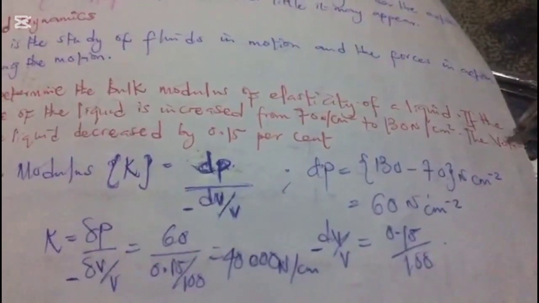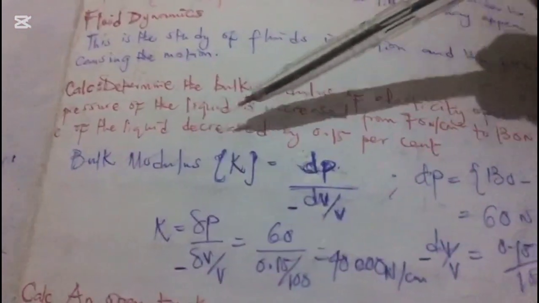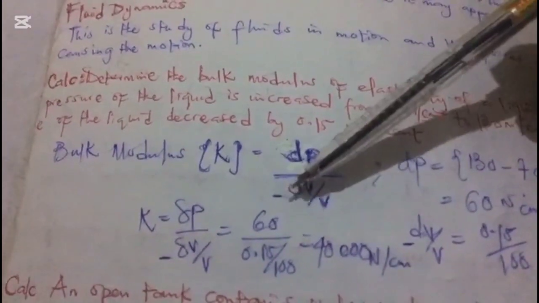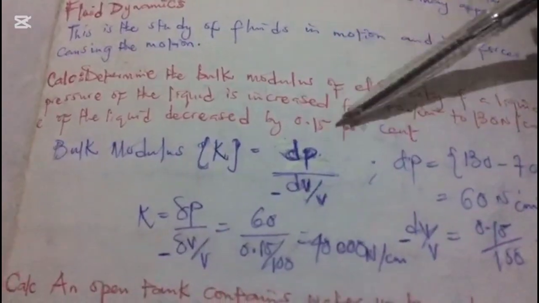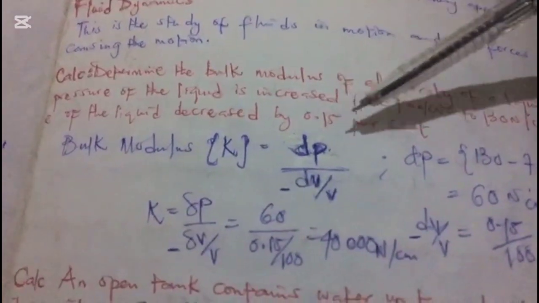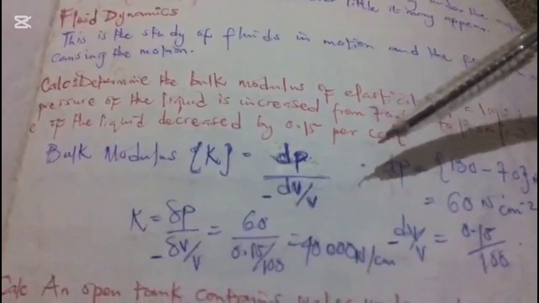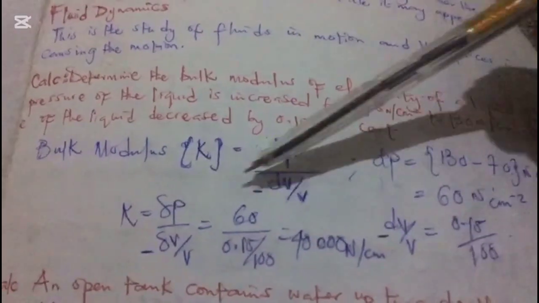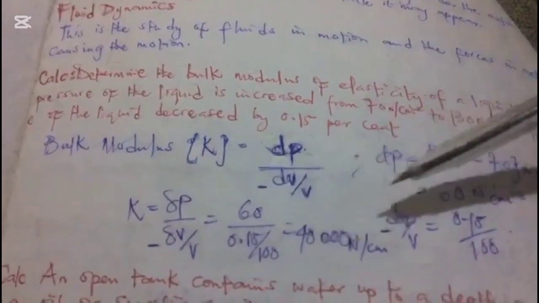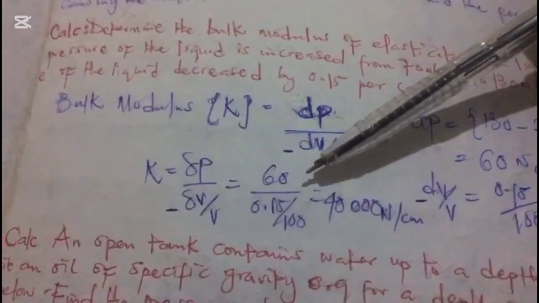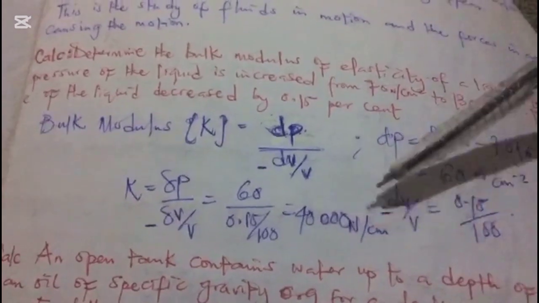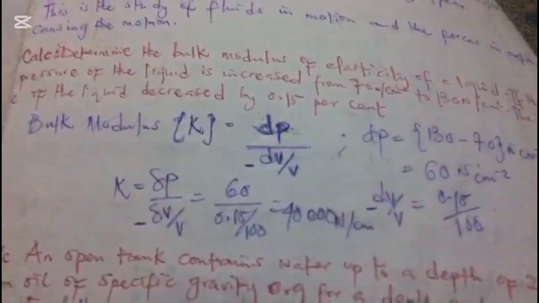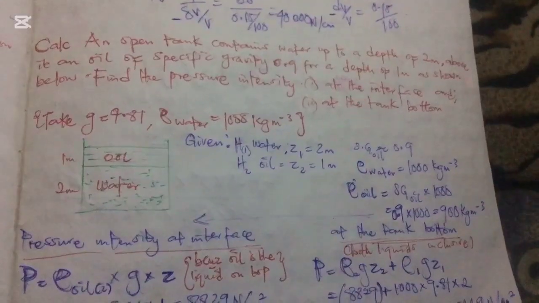Then they told us that the volume of the liquid was decreasing by 0.15%. That's the reason for this minus here, because it is decreasing. And if you are going to represent this in mathematical form, it's going to be 0.15 divided by 100 because of the percent. So when you use the formula, K is equals to dP over minus dV over V, you arrive at this. So when you get this, the answer will be 40,000, or you say 4 times 10 raised to power 4 Newton per centimeter.